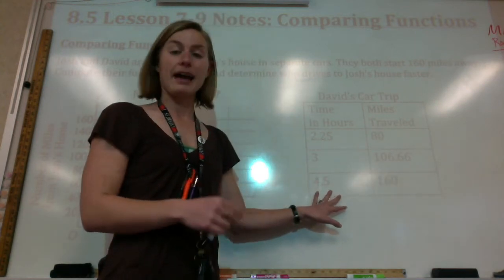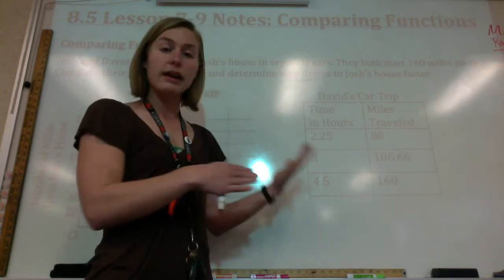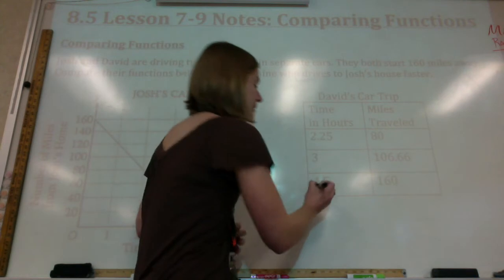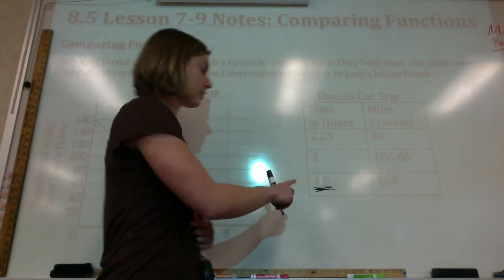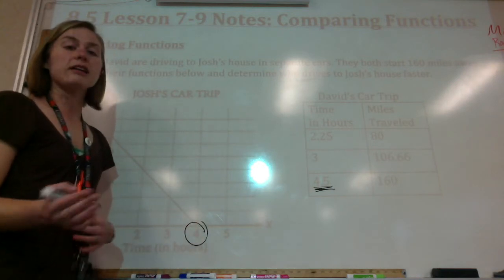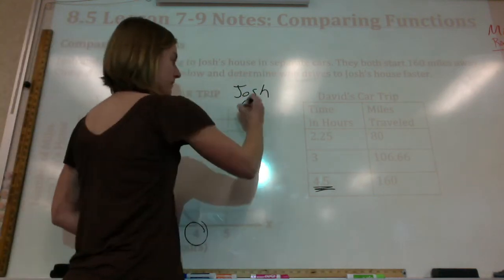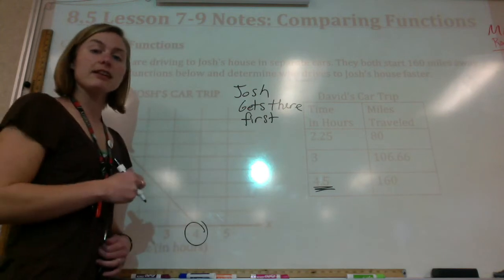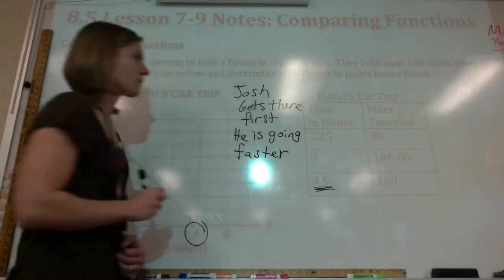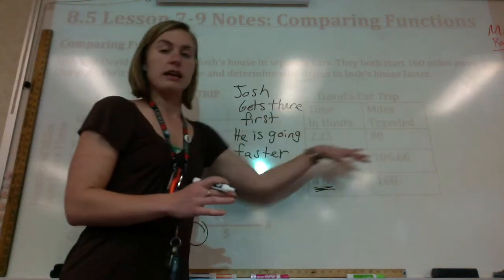mark at 4.5 hours. Now, there's a couple different ways that we can compare it. We can either find what their rate is and actually compare who's driving faster, or we can think about the fact that David's getting there in 4.5 hours, where we know that Josh is getting there in 4 hours. So logic would tell us the person getting there first is going faster. So since Josh is getting there first, he is going faster. And that's really how we compare functions. We're just comparing the data with another set of data.